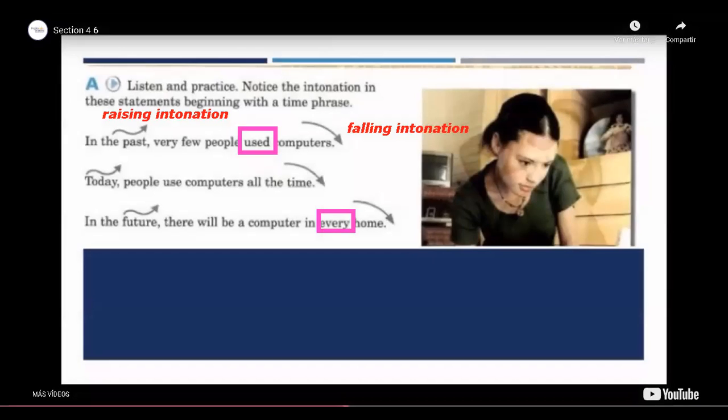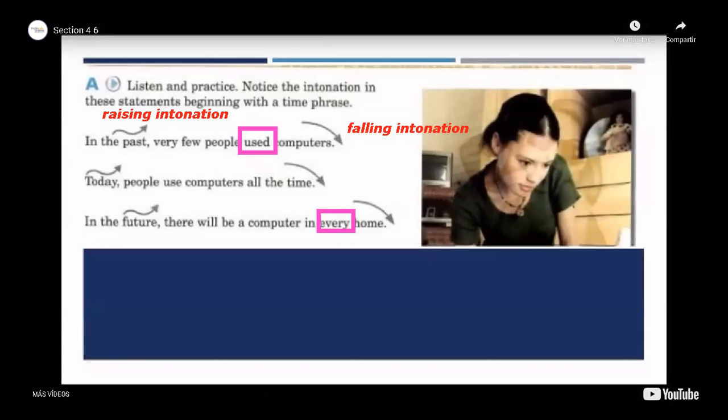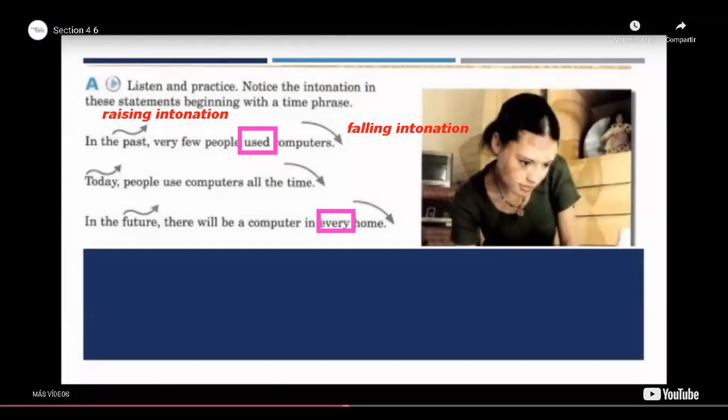Okay, nice. So just to finish with that, I'm going to play that once more over here so you can listen to the examples back again. So just let me play that again.